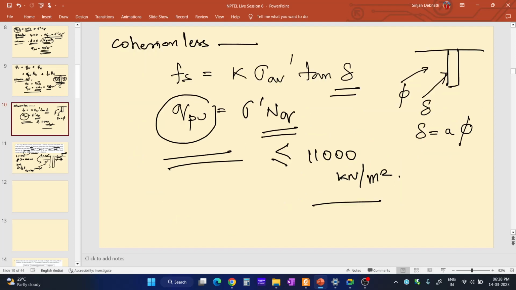For cohesionless soil, this is the unit skin friction, K into sigma dash AV, that is the surcharge overburden pressure, and tan delta is the angle of friction between the soil and the pile. So after a certain depth, this Fs is constant.